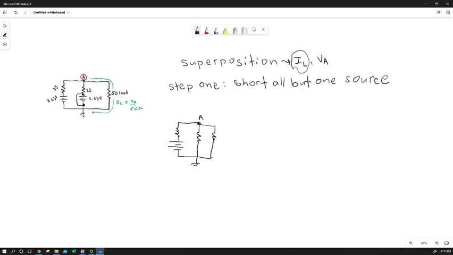And it's important, now we're going to reference everything to ground, so that's going to be important to keep our signs straight, and that's essential in any of these network analysis techniques, is making sure we know which direction current is flowing versus ground, and in which direction voltage is rising or being reduced versus our common reference point.